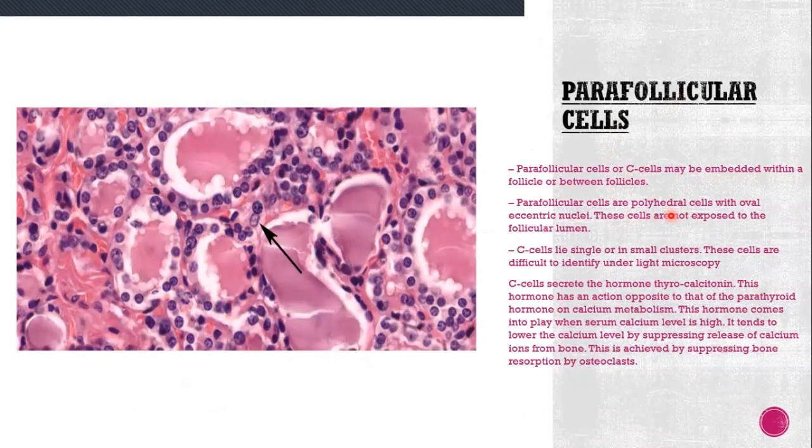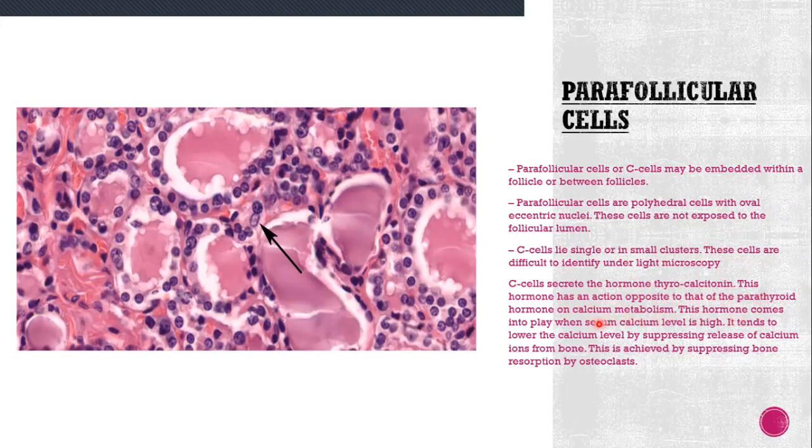The parafollicular cells are polyhedral cells with oval eccentric nuclei. The cells are not exposed to the follicular lumen. They lie in single or in small clusters. They are usually very difficult to identify under light microscopy. Now, they secrete a hormone known as thyrocalcitonin, or just calcitonin. This hormone has an action opposite to that of the parathyroid hormone on calcium metabolism.